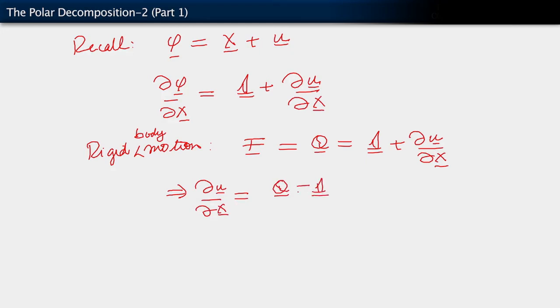So epsilon is 1/2 (Q plus Q transpose minus twice the isotropic tensor). All right, just from the definition of epsilon involving the displacement gradient plus the displacement gradient transpose, and substituting there.